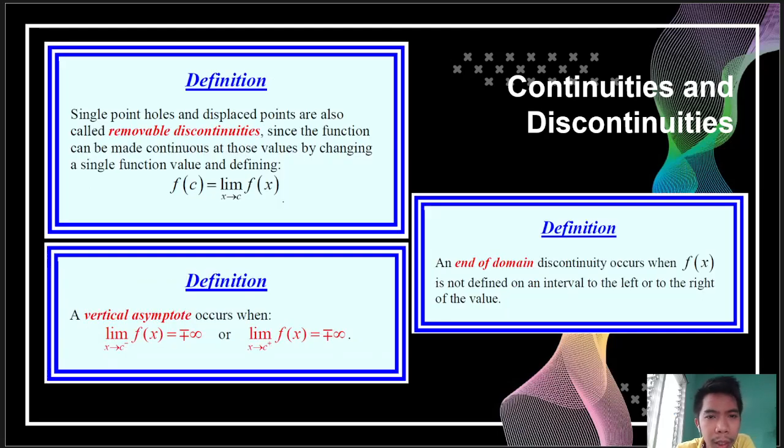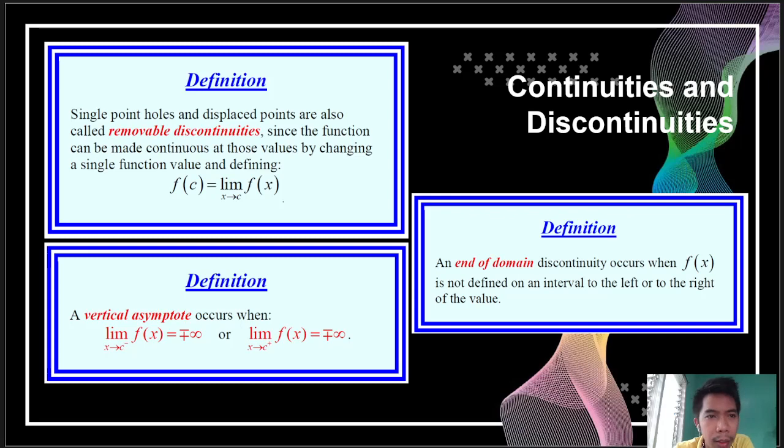Single point holes and displaced points are also called removable discontinuities, since the function can be made continuous at those values by changing a single function value and defining f of c equal to the limit of f of x as x approaches c. A vertical asymptote occurs, as we know already from our discussion, when the limit of f of x as x approaches c from the left or from the right equals negative or positive infinity.